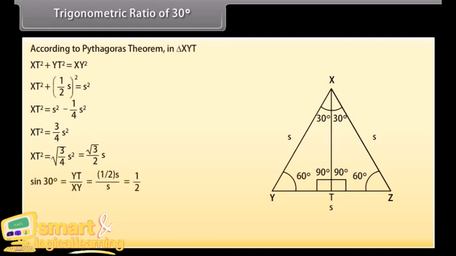Sine 30 degree is equal to YT upon XY equals 1 upon 2s upon s, which is equal to 1 upon 2. Cos 30 degree is equal to XT upon XY, which equals square root 3 upon 2s upon s equals square root 3 upon 2. Tan 30 degree is equal to YT upon XT equals 1 upon 2s upon square root 3 upon 2s equals 1 upon square root 3.